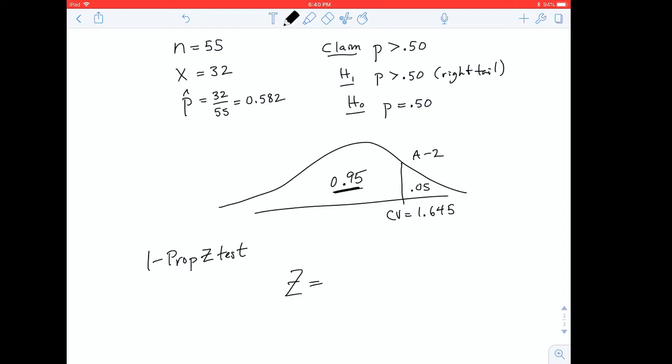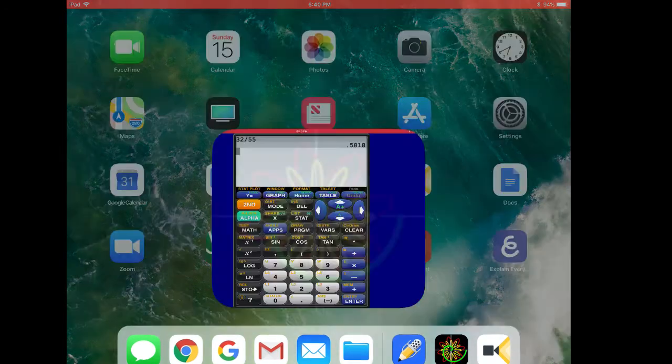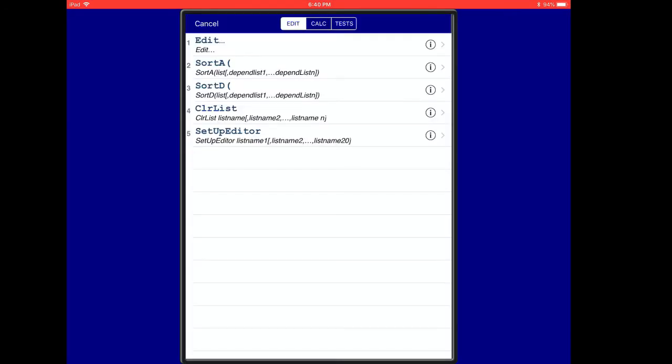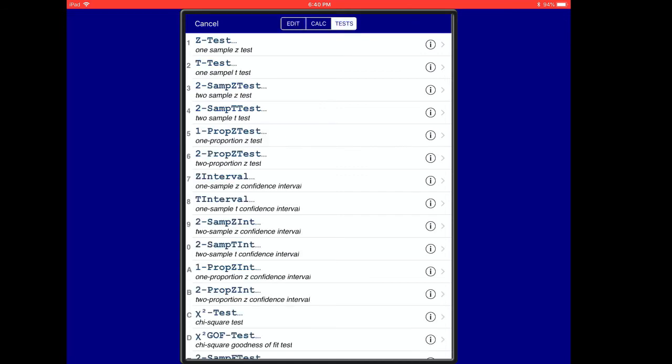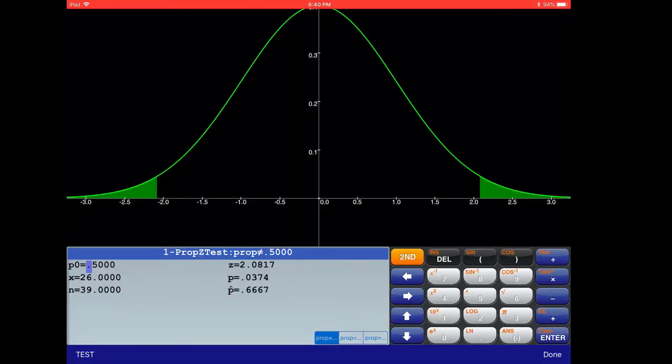And for that, I need to know this number, 55, the 32, and also the number that's in the claim. So now I'll just skip on over to the calculator. Go to Stat, Tests, and then it's going to be number 5, 1 proportion z-test. So the number in the claim is 0.50. X is equal to 32.